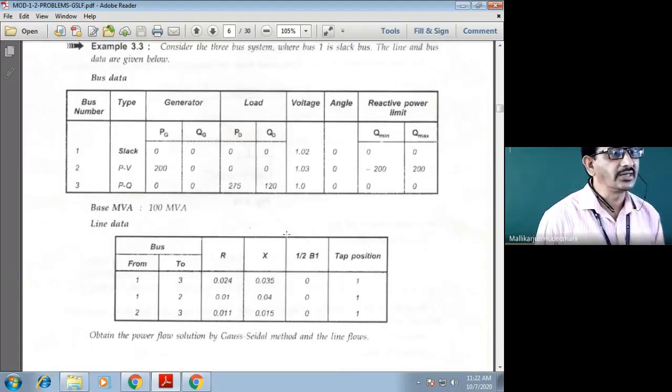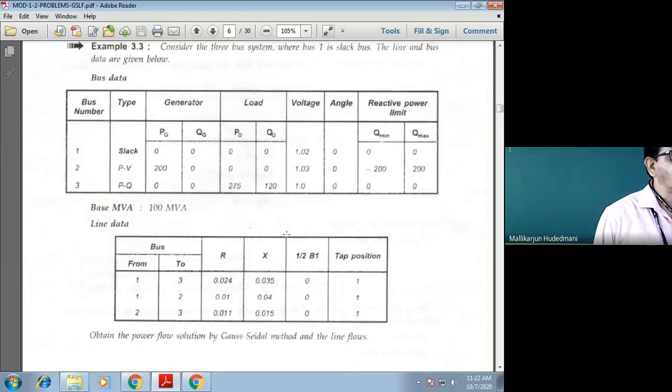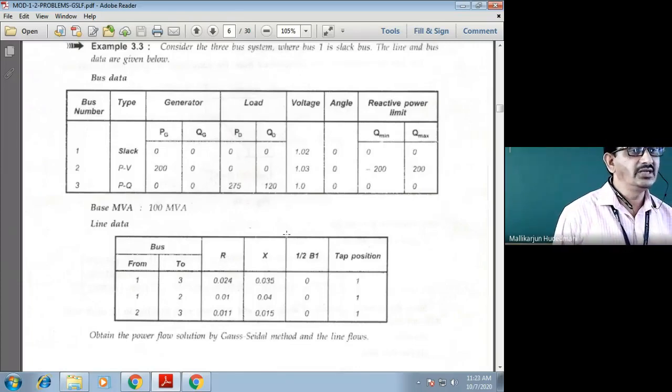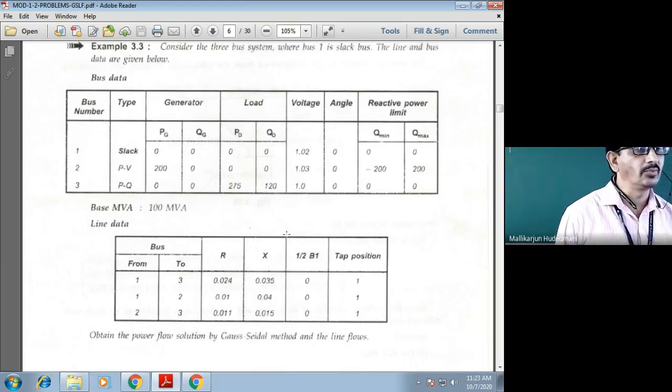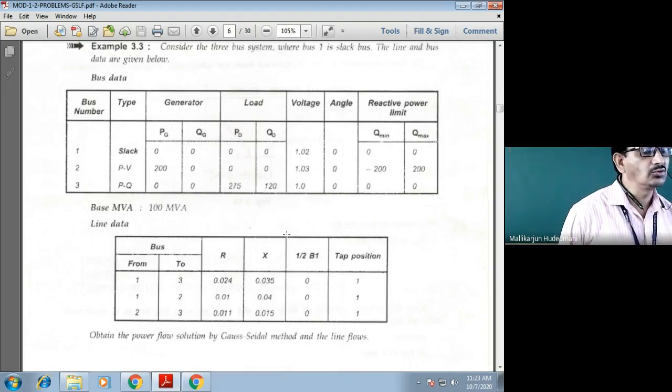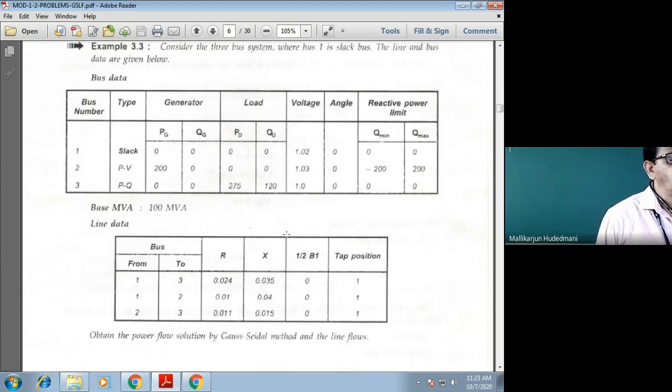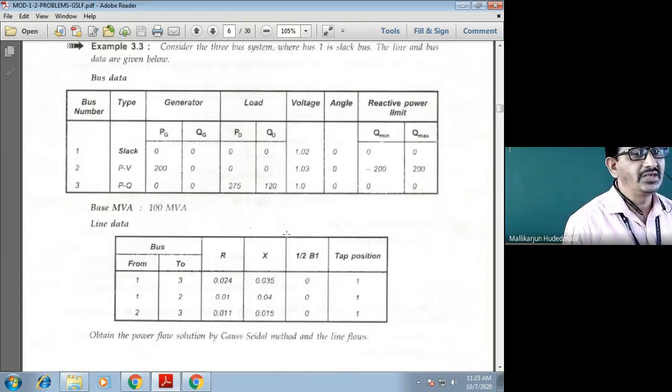Can you read, these 3 buses are there? The first bus is the slack bus. V is given, angle is 0. The second bus is a generator bus. In the earlier problem, the second bus was a load bus and the third was a PV bus. Now the second is PV in this. No matter where the PV or PQ is, for me it is a sequence. Second is PV: P is given, V is given. Q limits are given, minus 200 to plus 200. That is my requirement.